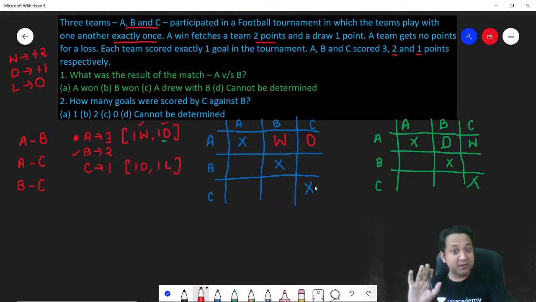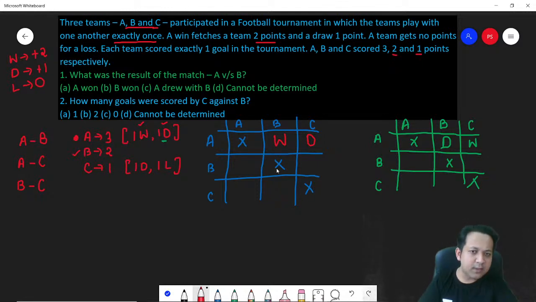So I have drawn two possibilities. Now remember, A wins, and I'm reading it row-wise. So BA is the same match: if A wins, then in the BA cell, B loses. And AC is a draw, so CA I'll also put as a draw. You read it horizontally.